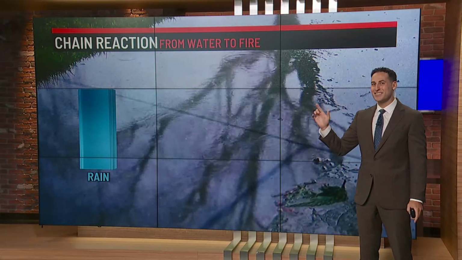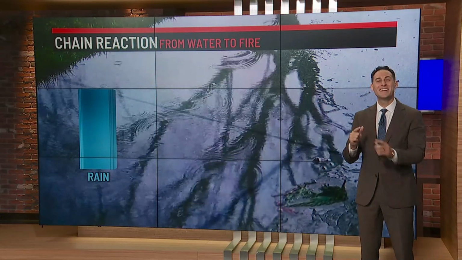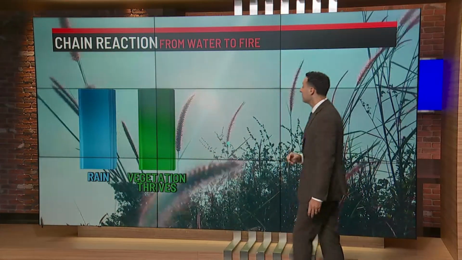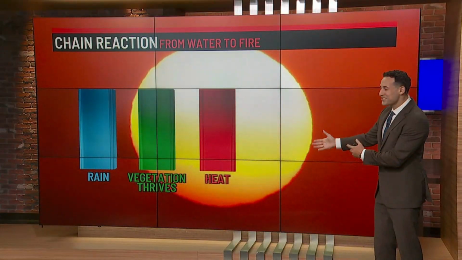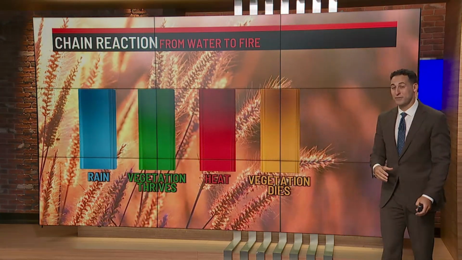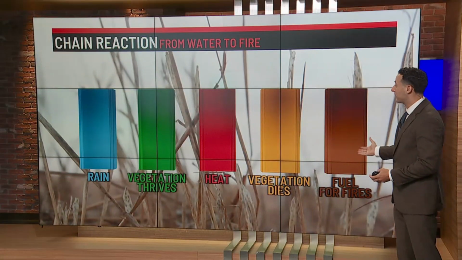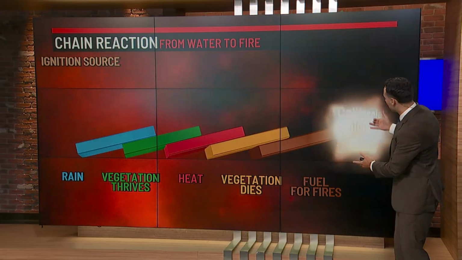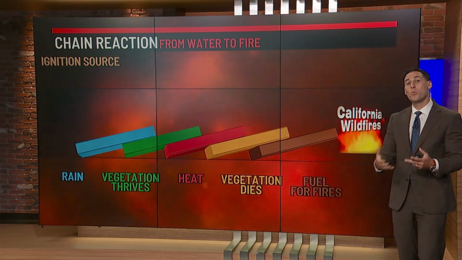Now, why does this cause problems for us here in California? For that, we have to go all the way back to winter and follow the chain reaction. During winter, that's our wet season. It rains. Vegetation thrives. Then it starts to get hot. And what happens to that vegetation? It dies off, and that becomes fuel for wildfires. All you need now is an ignition source, and it starts that chain reaction, and the end result are wildfires.